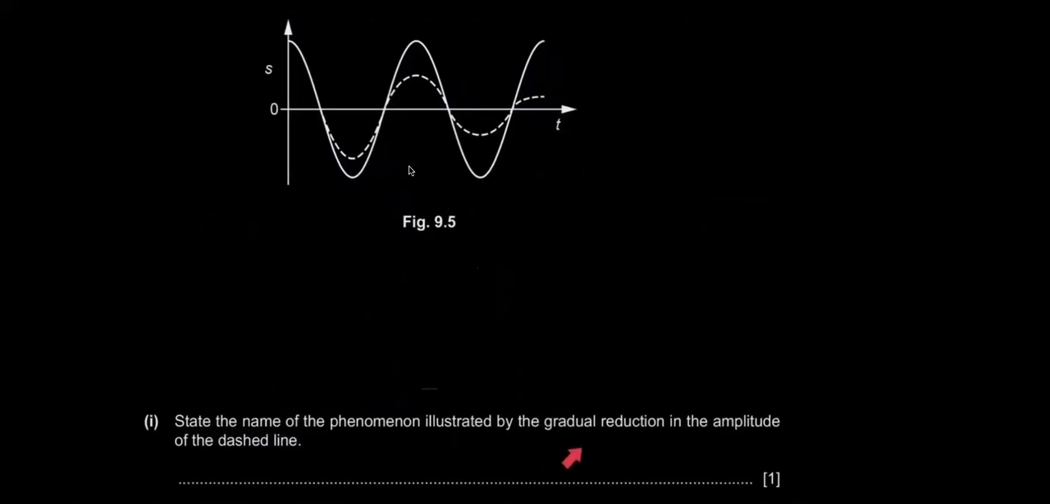State the name of the phenomenon illustrated by the gradual reduction in the amplitude of the dashed line, right? So here we know that the reduction in amplitude is called damping, but if you just wrote damping here, you would not get the mark. The reason for this is the examiner has also told you that this is a gradual reduction. Based on the types of damping we know there's light damping, heavy damping, and critical damping. The only one which talks about a gradual reduction is light damping. In critical damping, without even completing an oscillation, the system comes to rest. But in heavy damping, the amplitude decreases by a lot, but it takes a lot of time for the system to actually come to rest. So this is light damping.